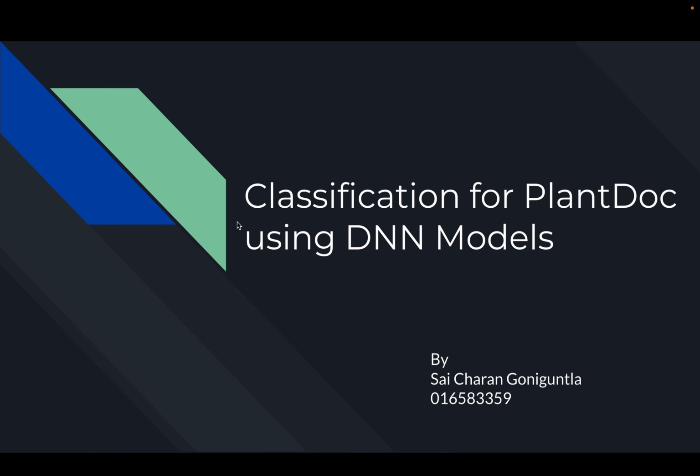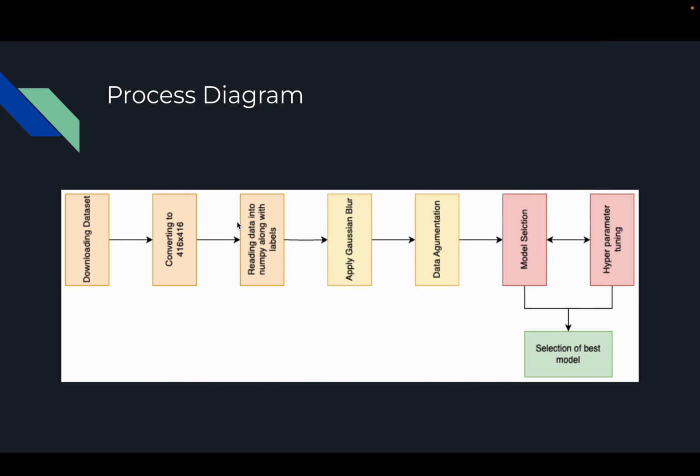Today I'm going to present my term project paper on classification for PlantDoc using DNN models. To get started, let's view the high level of our project. First, we downloaded the dataset from an open source software, and later we converted these images into 416 by 416 image size to maintain consistency across all the images so that we can use these images for training our model.